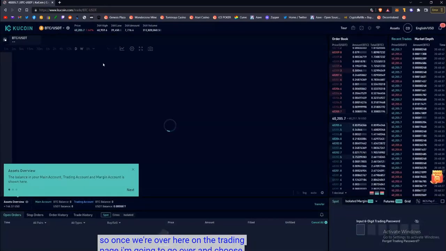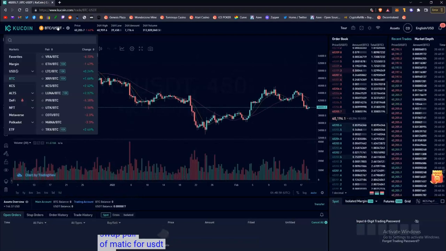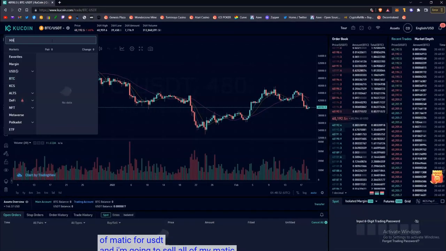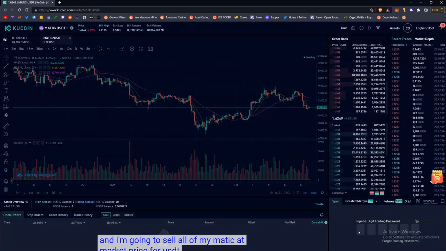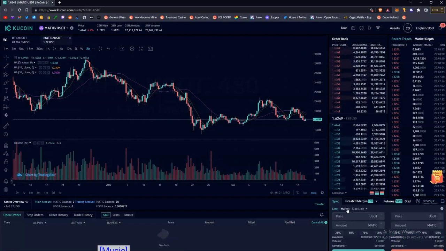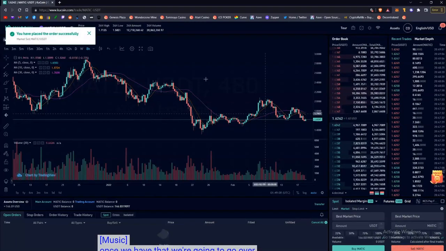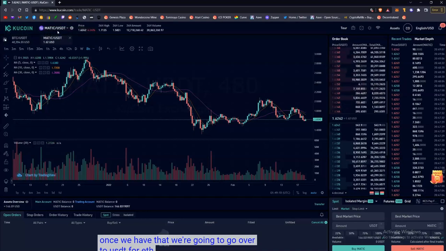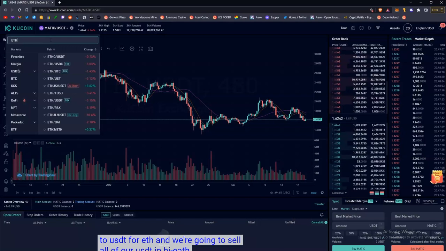Once we're over here on the trading page, I'm going to choose the swap pair of Matic for USDT, and I'm going to sell all of my Matic at market price for USDT. Once we have that, we're going to go over to USDT for ETH, and we're going to sell all of our USDT and buy ETH.